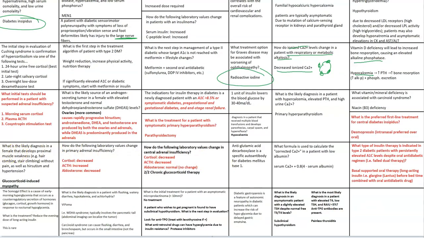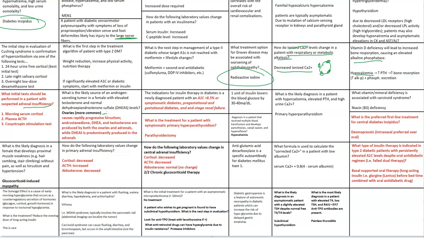Which initial tests should be performed in a patient with suspected adrenal insufficiency? Morning serum cortisol, plasma ACTH, and cosyntropin stimulation test. What is the most likely source of an androgen secreting tumor in a female with normal DHEAS and elevated testosterone? That's going to be ovaries, and that's more common. It can cause rapidly progressive hirsutism.